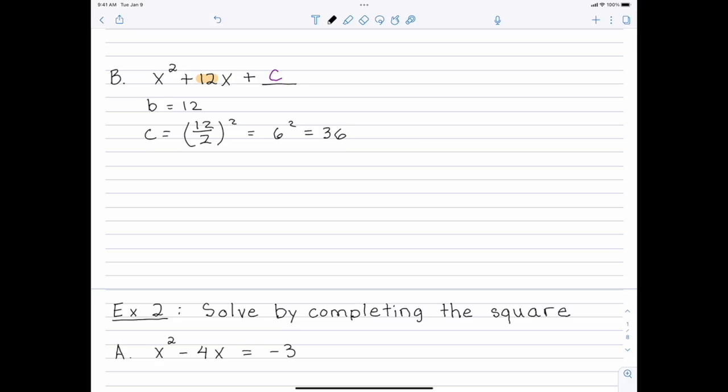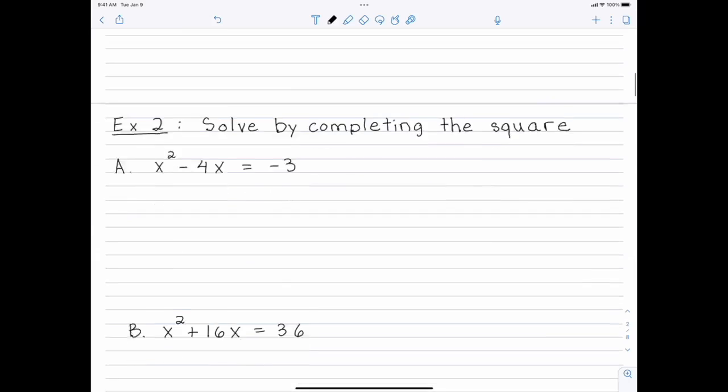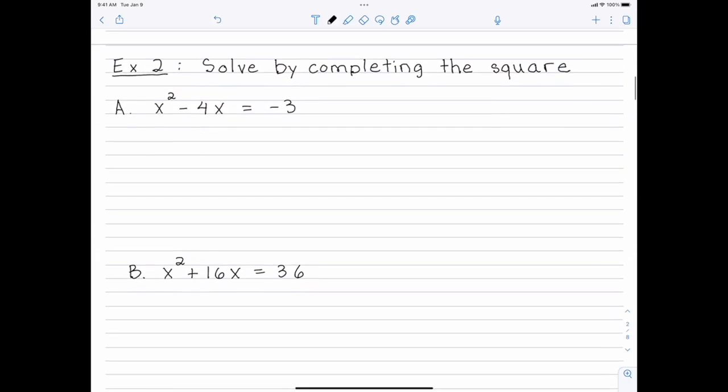We did it for an expression. Now let's actually use it the way it's meant to be. We're going to do this for some equations. So the idea here, when we complete the square, what we really want to do is add c to both sides. The reason is I'm trying to turn this left-hand side into a perfect square. Once it's a perfect square, we can use a factoring technique to solve this equation. Again, you've seen this last year.